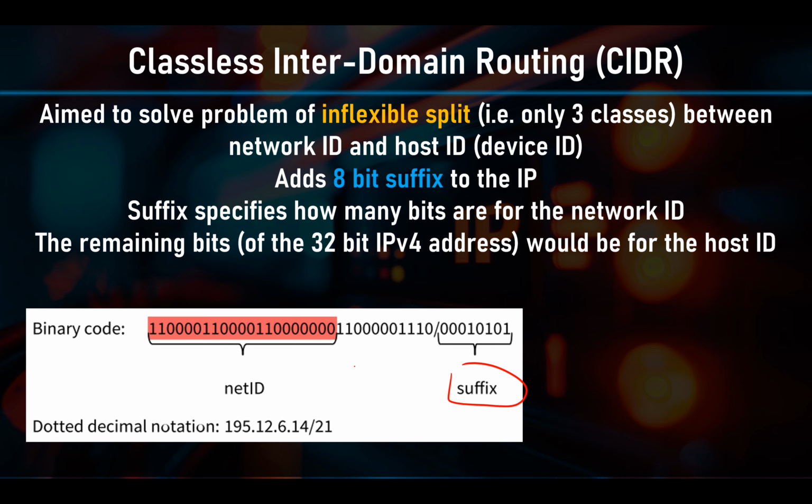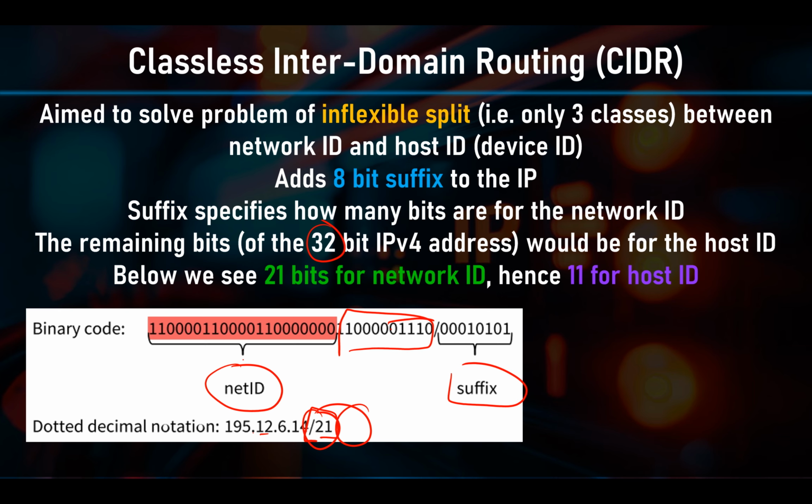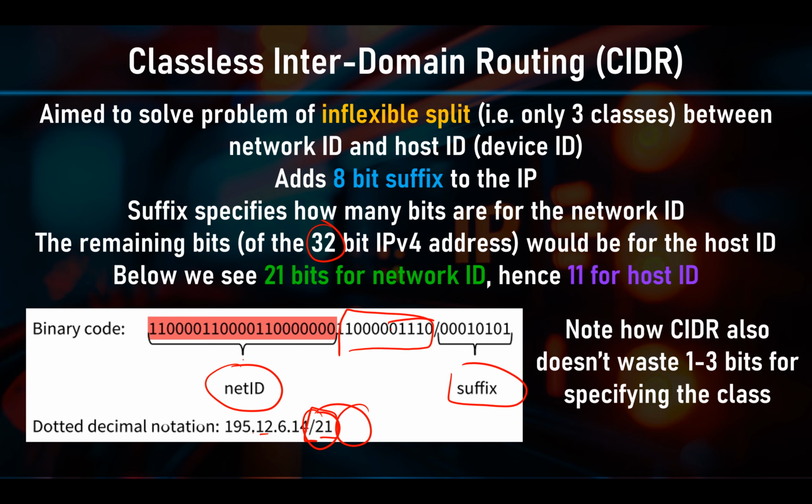So in this case, it's telling us /21. What that means when we say /21 is that the first 21 bits are going to represent the network ID. The last 11 bits are for the host ID. The reason it's 11 is because there are 32 bits total, 21 used for the net ID, so 32 minus 21 leaves 11 remaining for the host ID.